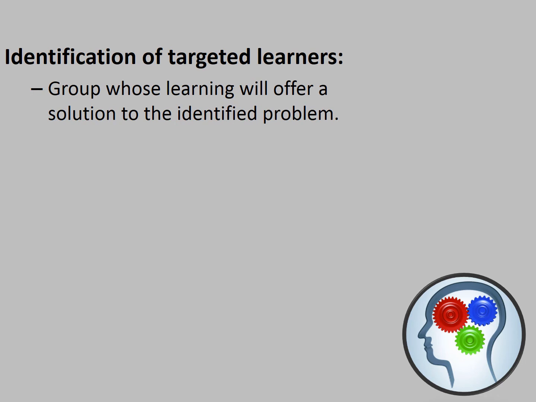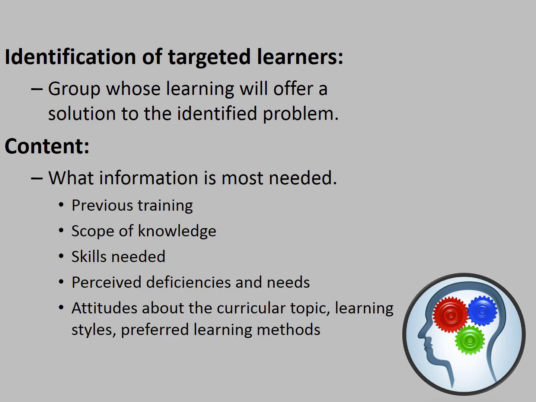As mentioned, a key stakeholder group in curriculum development is the learners that your curriculum will target. It is crucial at the needs assessment phase to find out from these learners what their previous training and scope of knowledge is on the given topic. What skills do they think they need to learn on the topic, their perceived deficiencies and needs in the area, their general attitudes towards the curricular topic, as well as their desired learning styles and methods.